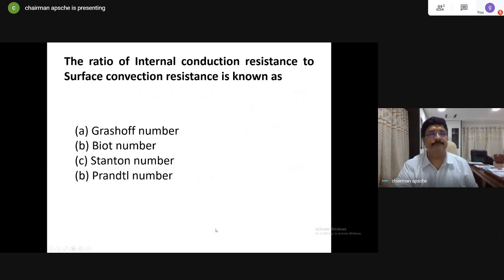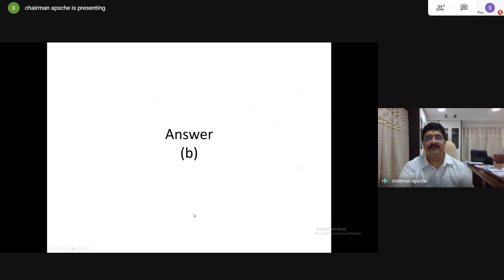Okay, so the ratio of internal conduction resistance to surface convection resistance is known as the Kirchhoff number, Biot number, Stanton number, or Prandtl number. Until now I have told you only the Biot number and Fourier number. There are many other numbers that we are going to discuss down the line, and finally when you take the examination all these numbers give you big confusion. So just now we have discussed only the Biot number, and you would easily say it is the Biot number. The internal conduction resistance to surface convection resistance is known as the Biot number. The other numbers we will discuss as and when we come across them.